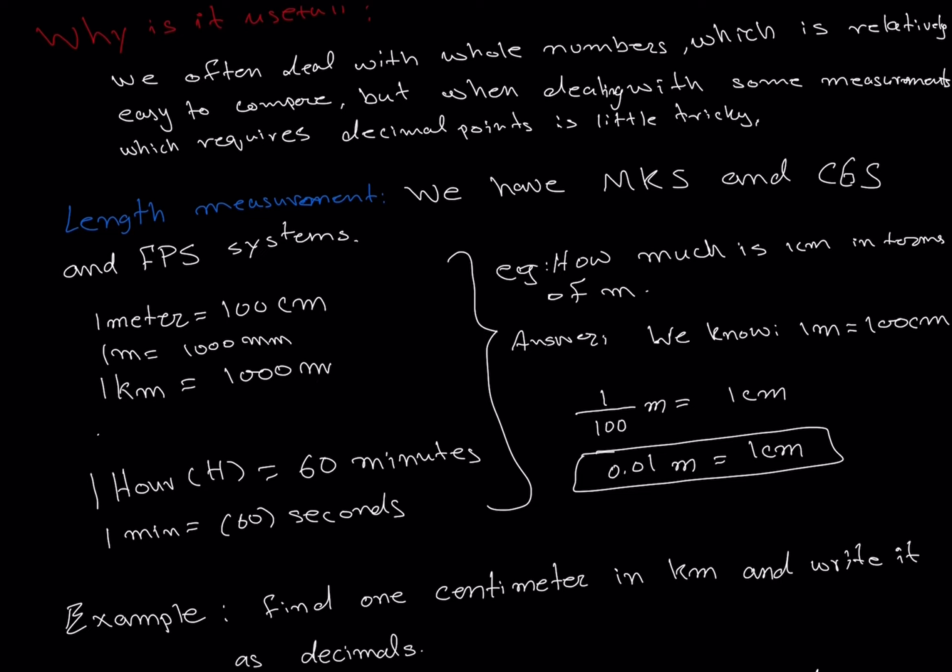So if we have to find from kilometer, a meter will be 1000 meters. 1 kilometer in millimeters will be 1, 2, 3, and 3 more zeros. It will be 1 million millimeters. And this is how we should know the decimal system. For example, how much is 1 centimeter in terms of meter? We know 1 meter is 100 centimeters, but what is 1 centimeter in terms of meter? 1 over 100 meter is 1 centimeter, so 0.01 meter is equal to 1 centimeter.